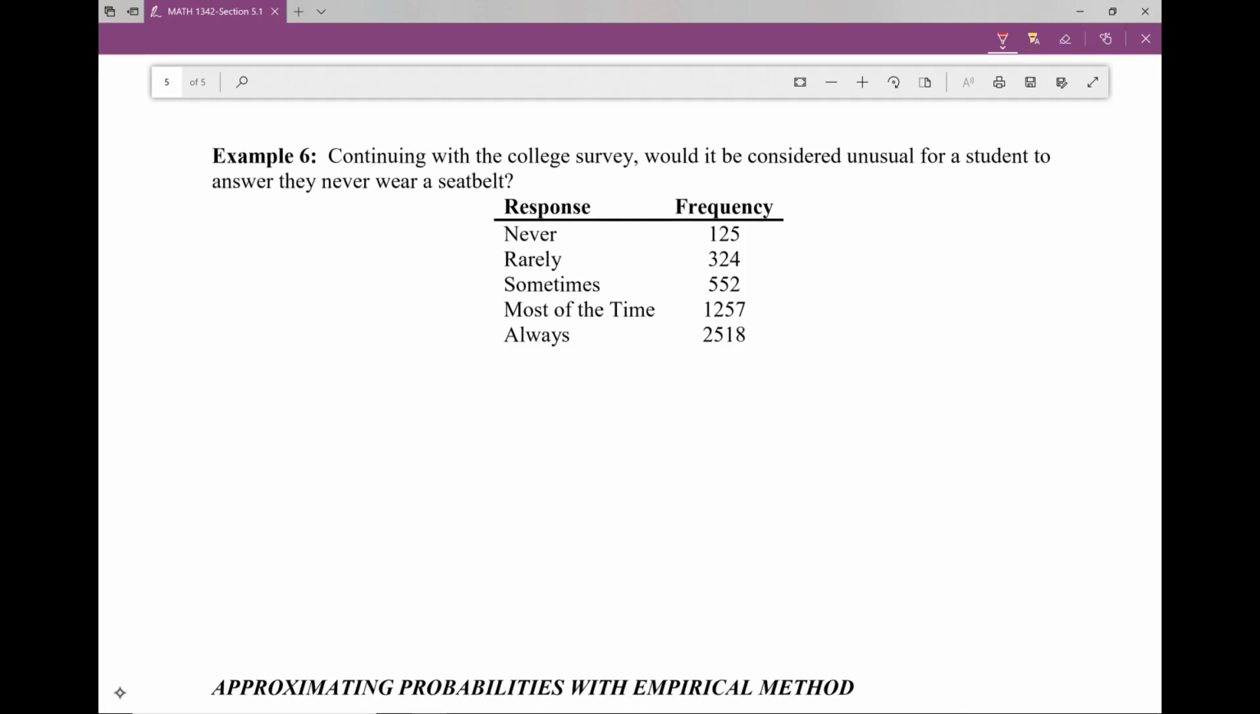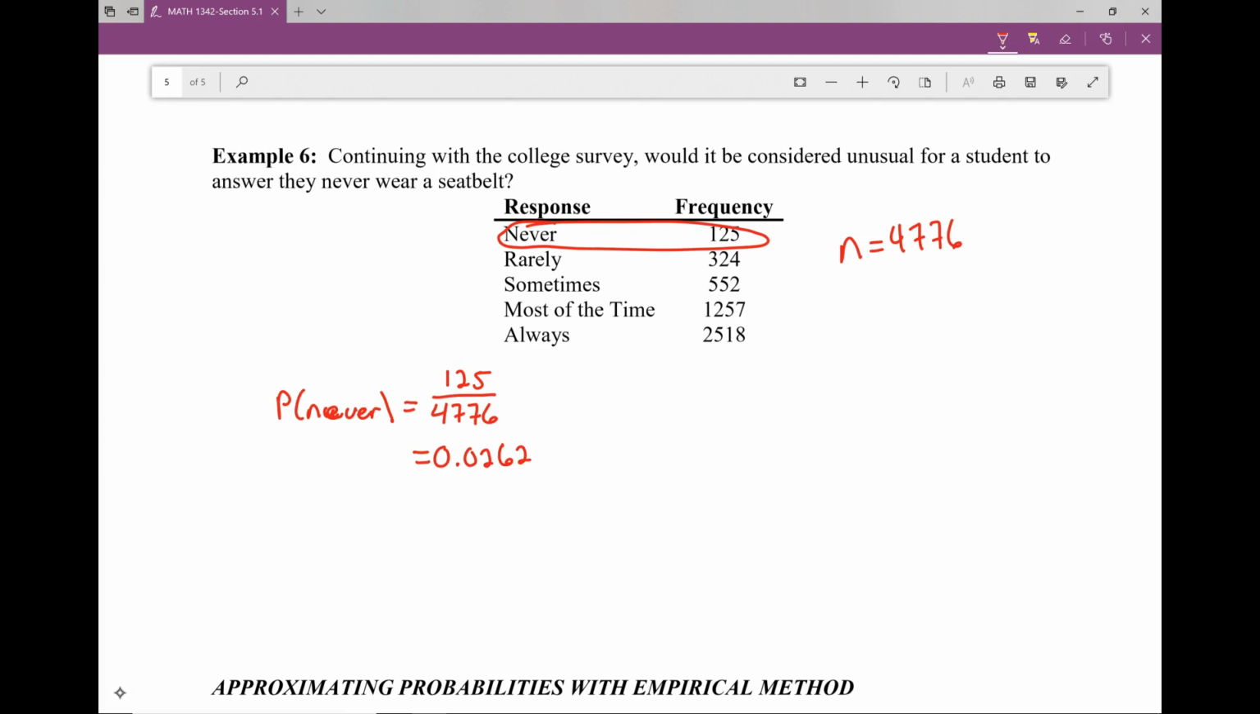We want to continue with the college survey. Would it be considered unusual for a student to answer they never wear a seatbelt? Well, here is our never. And recall that we had a total of 4,776. So the probability that a student answers they never wear a seatbelt is going to be 125 divided by 4,776. We divide this out and we get 0.0262.